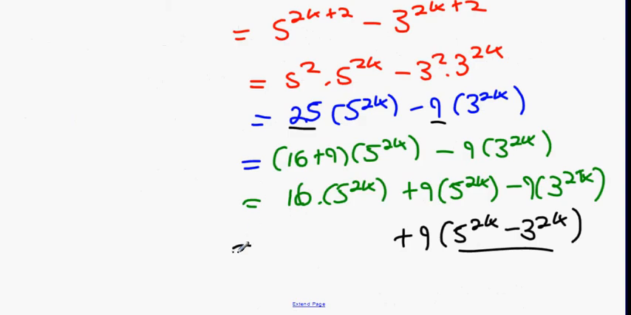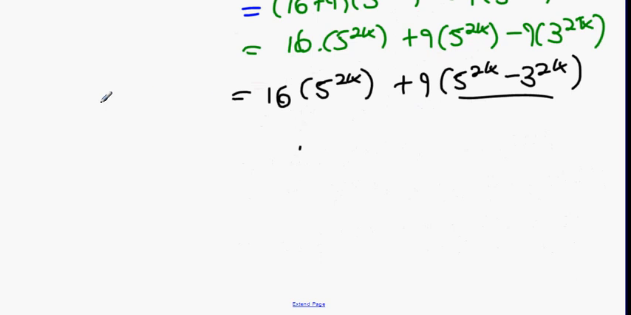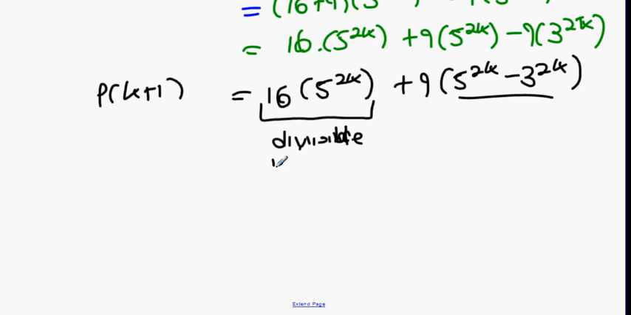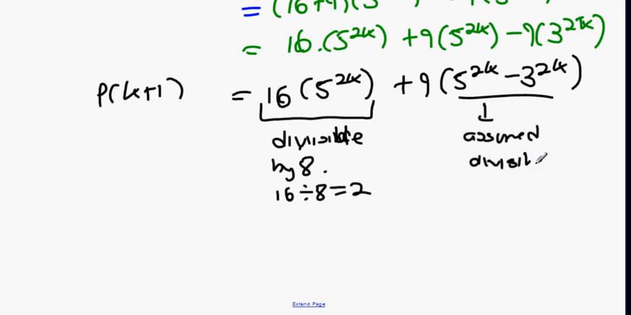Okay? And this is 16 times 5 to the 2k. So, the first part, and this is all P of k plus 1, the first part is divisible by 8, since 16 divided by 8 equals 2. And this part here is assumed divisible by P of k.